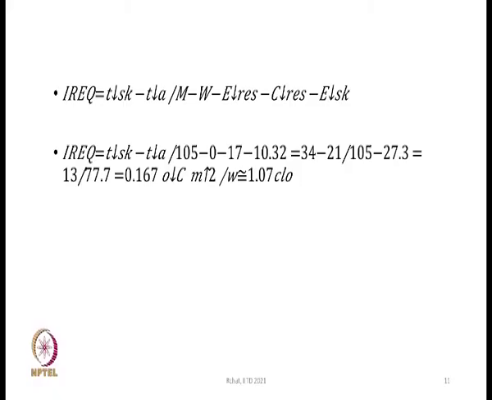So, this is equal to 1.07 kilo, close to 1 kilo. So, the requirement of the clothing to make the person comfortable will be 1.07 kilo of insulation. Now, this may vary from person to person a little bit, because metabolic heat generation may also vary from person to person.